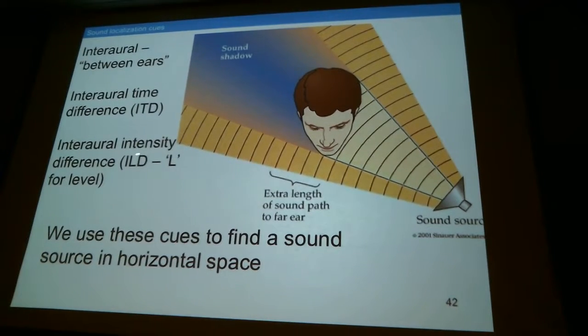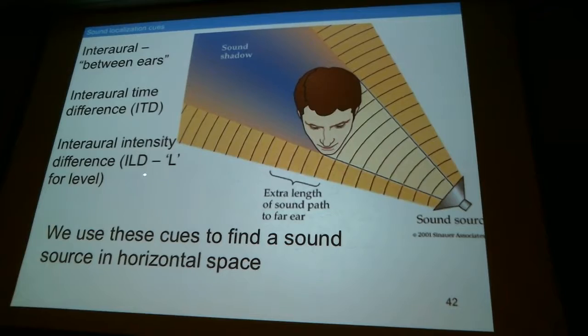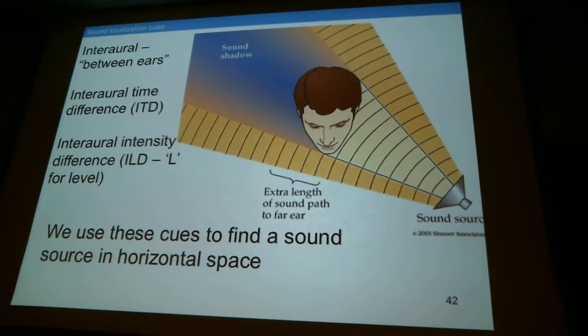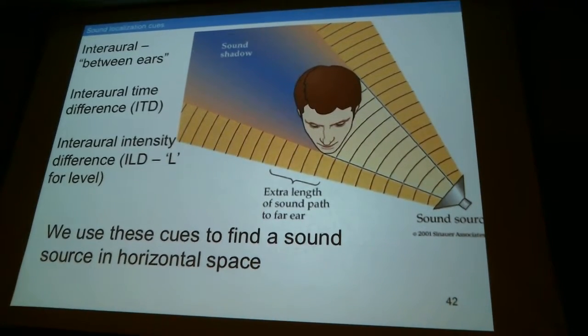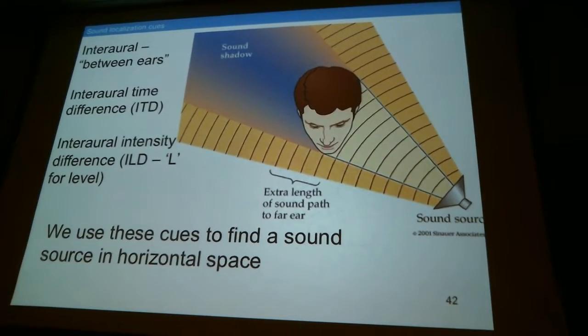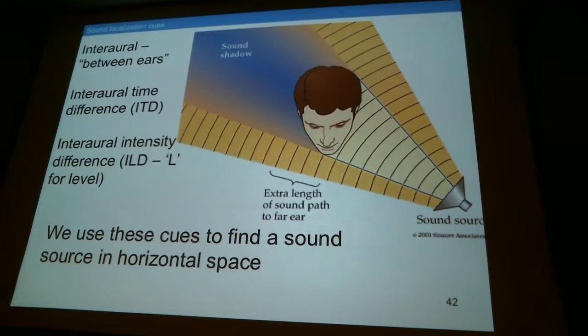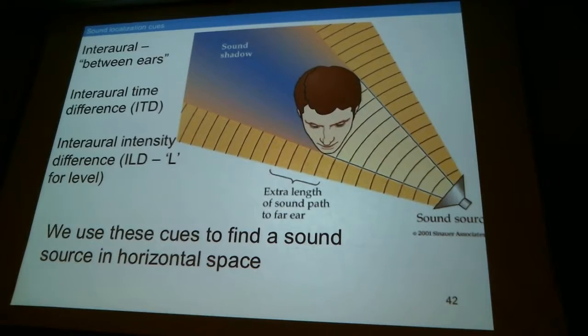And interaural intensity differences, we abbreviate ILD, L is for level, it's just easier to say than IID. The level difference is because of the sound shadow. And obviously the bigger your head, the larger that cue is. So small animals actually have a really hard time localizing sound.